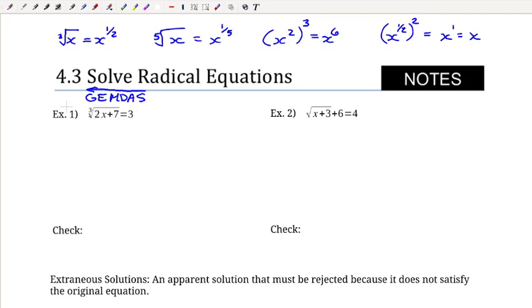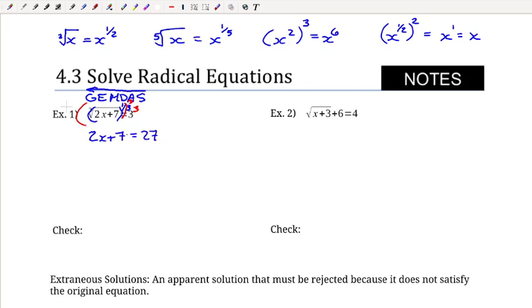So again, this is a cube root, which means it's actually an invisible 1/3 power. To get rid of that, I'm going to raise both sides of my equation to the power of 3. So if I do 1/3 cubed, that's going to multiply and go away. Cube both sides of your equation, that will get rid of my cube root. So that leaves me here with 2x plus 7, and 3 cubed is 27.